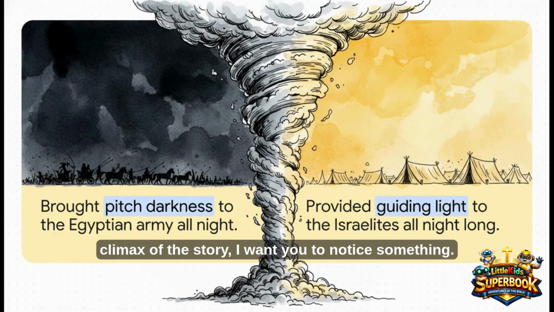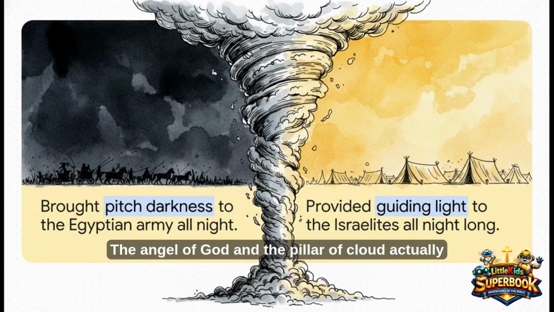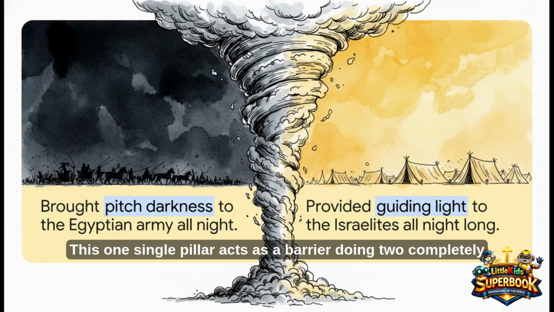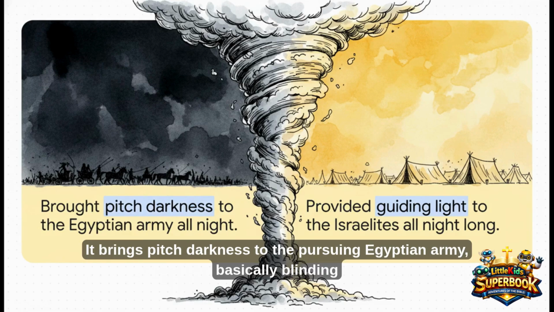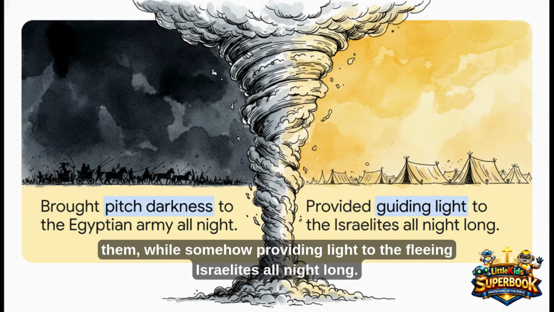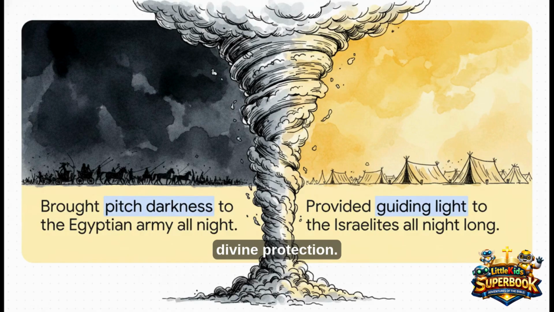Now, the climax of the story. I want you to notice something. Before a single drop of water even moves, the narrative introduces this fascinating duality. The angel of God and the pillar of cloud actually move physically to come between the two camps. This one single pillar acts as a barrier, doing two completely opposite things at the exact same time. It brings pitch darkness to the pursuing Egyptian army, basically blinding them, while somehow providing light to the fleeing Israelites all night long. It is just a brilliant literary device to really highlight separation and divine protection.